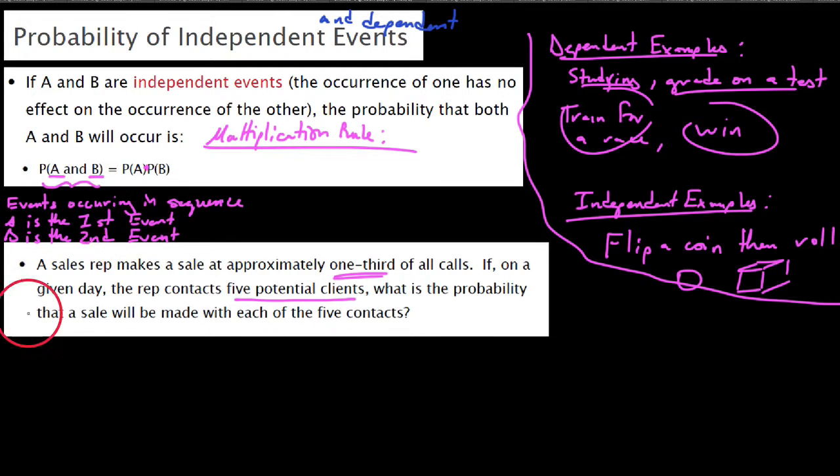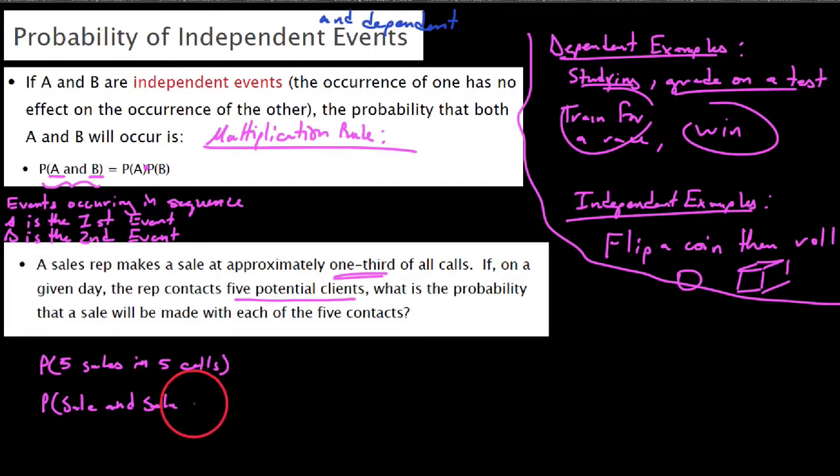Now my first rule is always write down the probability you want to find. So what I'm going to do is say 5 sales in 5 calls. What's the probability that I get 5 sales in 5 calls? But I want to interpret this a little bit differently. I'm going to say this is the probability of a sale, and then the next one is a sale. You get a sale on the next call, and then you get a sale on the next call, and then you get a sale on the next call, and then on your 5th call we get a sale. So you can see why I avoided writing it out this way in the first place.